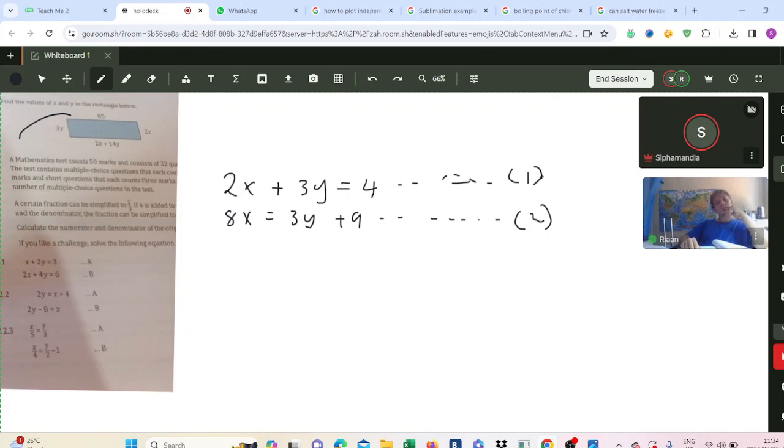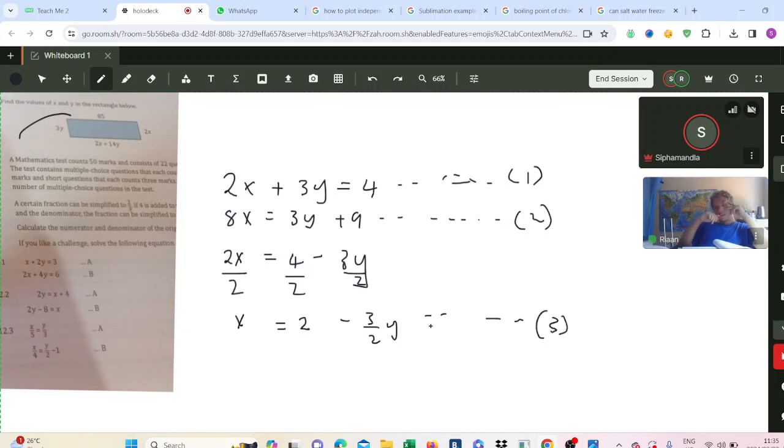If you are doing that, we are taking the first equation. We'll have 2x equal to 4 minus 3y, so I'm taking this 3y to the other side. Then I will divide by 2 on both sides. So I will have x equal to 4 divided by 2 is 2, minus 3 over 2y. So x is equal to 2 minus 3 over 2y. This is equation 3.